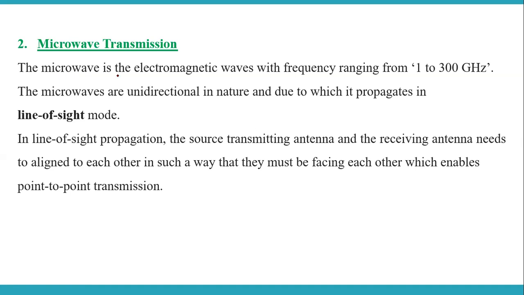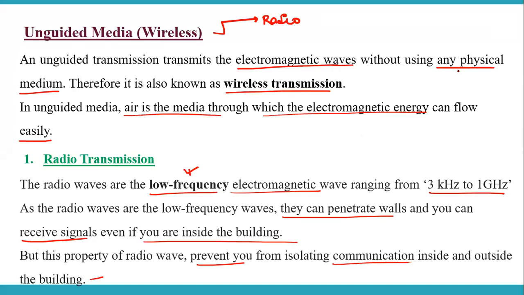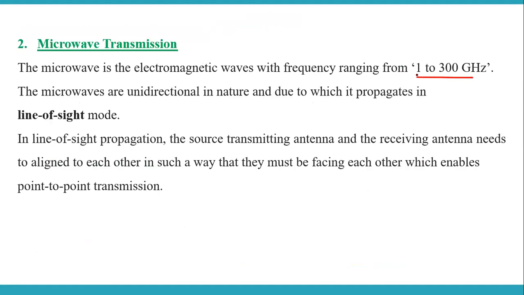Microwave, microwave is electromagnetic waves with frequency ranging from 1 to 300 gigahertz. यहाँ पे क्या frequency 3 kilohertz to 1 gigahertz, और यहाँ पे क्या है 1 to 300 gigahertz. So that was from 3 kilohertz to 1 gigahertz and यहाँ पे 1 gigahertz to 300 gigahertz.